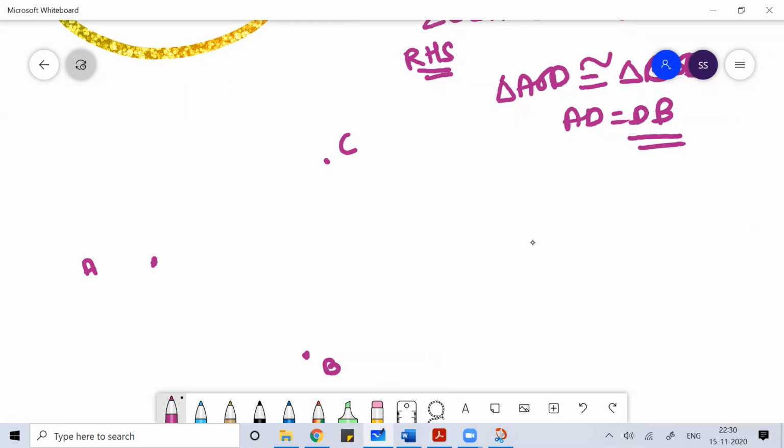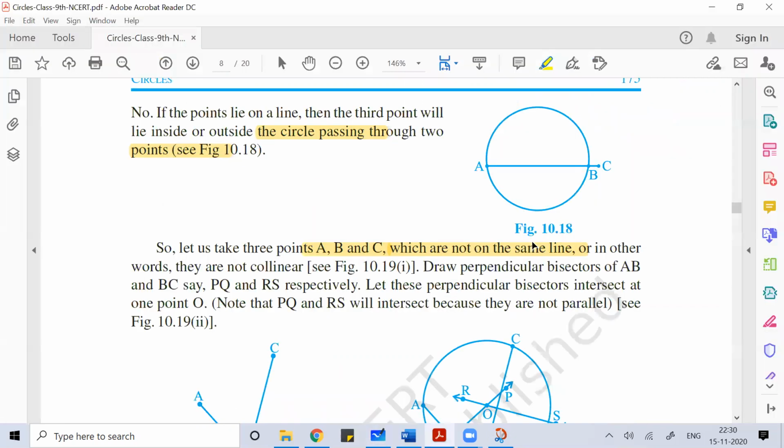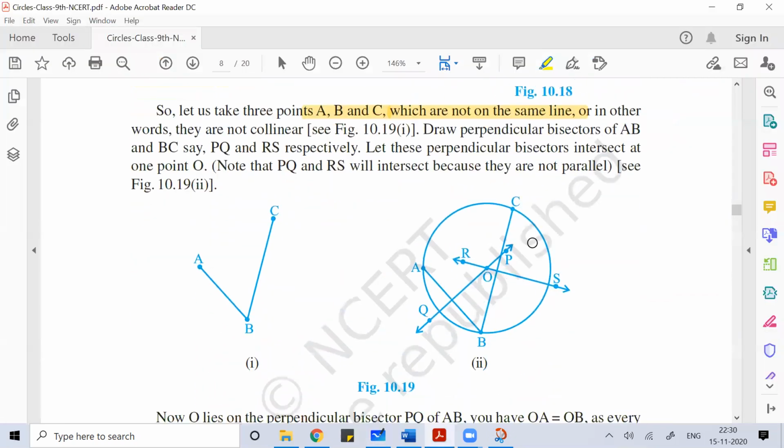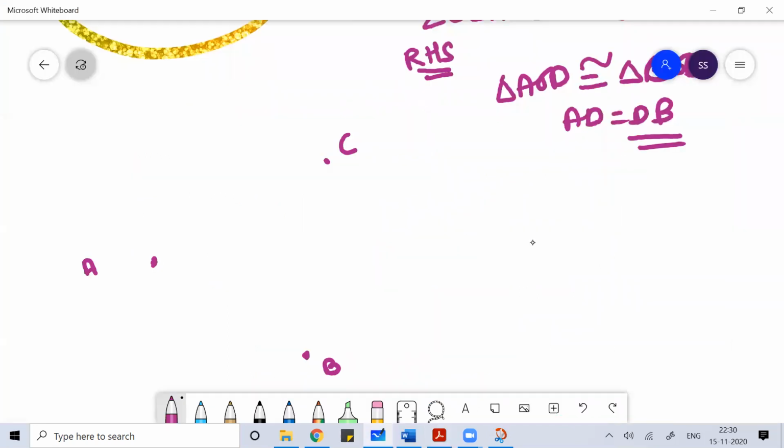How will you draw the circle? In order to draw the circle, you need to draw a chord. How will you draw the chord? By joining two points, you draw the chord.